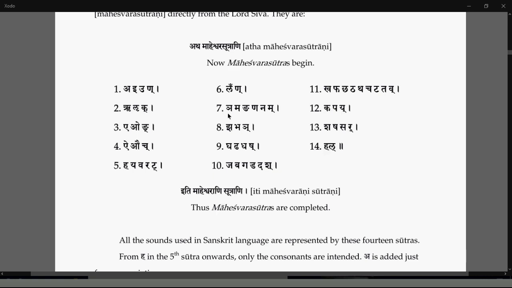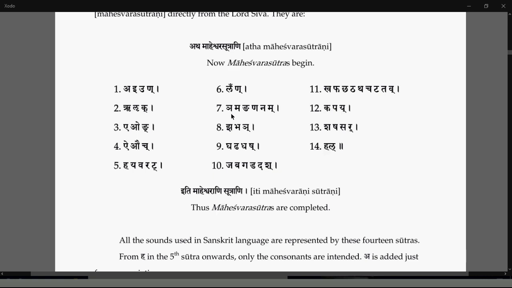There are 5 sets of class consonants, each having 5 letters. So there are 5 classes with 5 class consonants, so there are 25 class consonants. They are included here. Varga Panchama. Varga Panchama in the 7th sutra means the 5th of each of the classes.